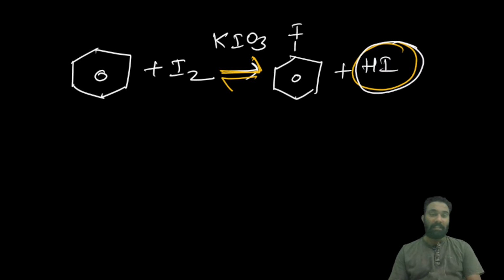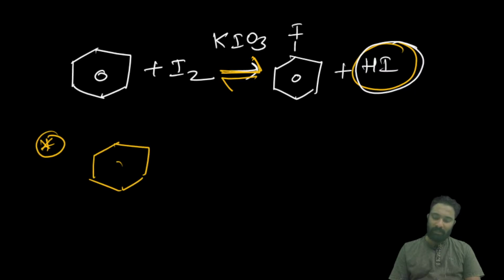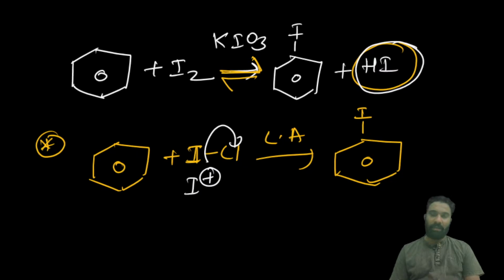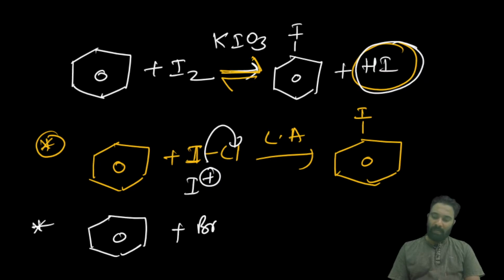Then in another manner we can prepare the iodobenzene. How can we prepare the iodobenzene in another manner? Now we'll see. If ICl in the presence of any Lewis acid is given, what is the product here? Here you will get the iodobenzene. Why? Because between iodine and chlorine, chlorine being more electronegative will take the bond pair of electrons towards itself and generate the iodine electrophile. In this manner it will go and attack. Clear?